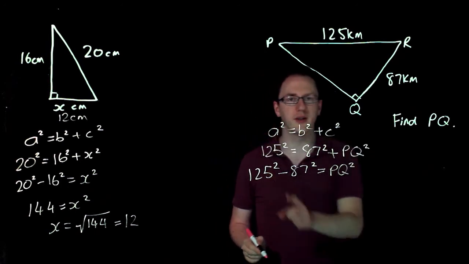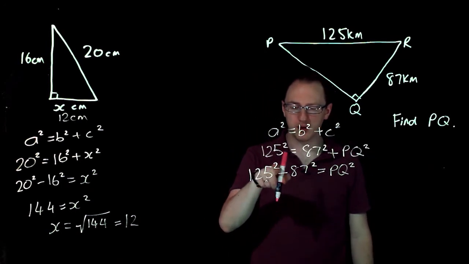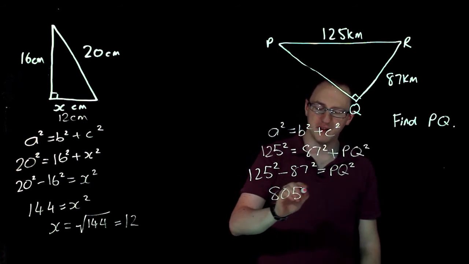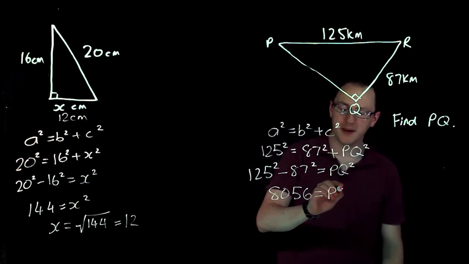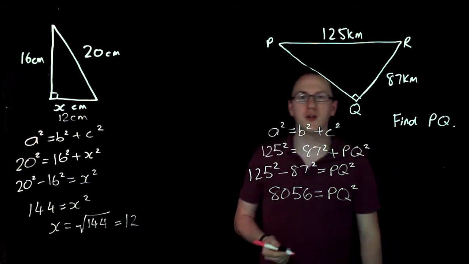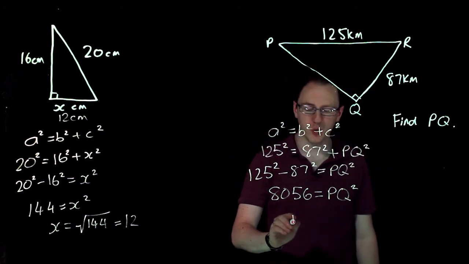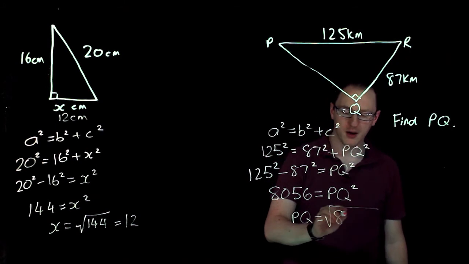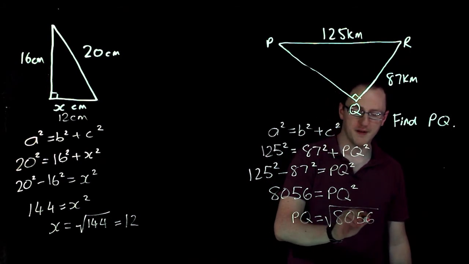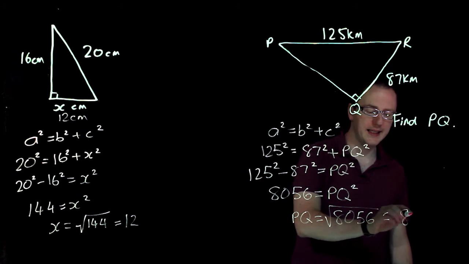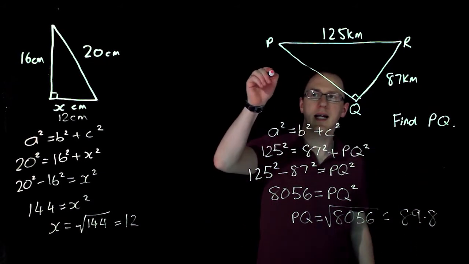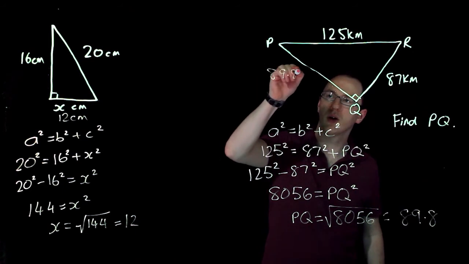You work that out in your calculator, you get 125 squared minus 87 squared is 8,056. And that's what PQ squared is. So to find out PQ, we're going to square root PQ squared. So square root of 8,056 is 89.8. So PQ is 89.8 kilometers.